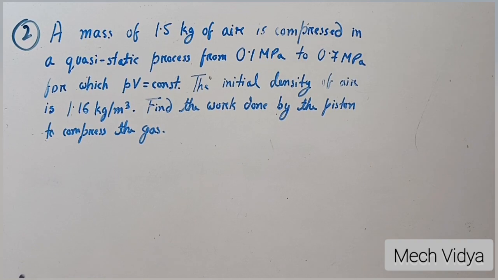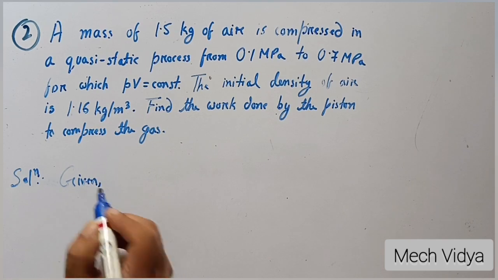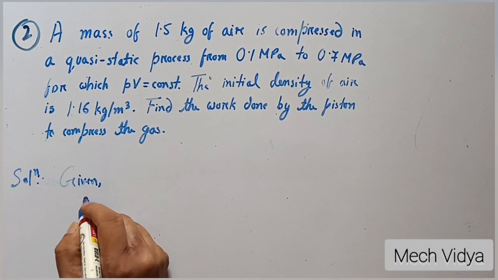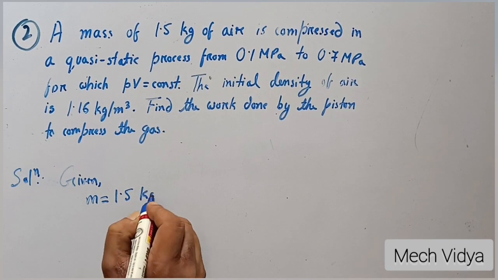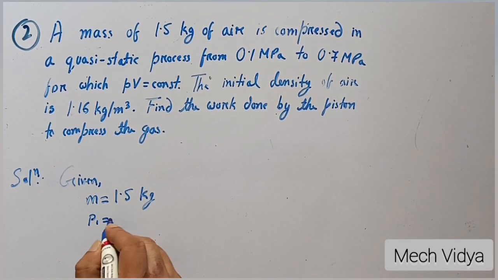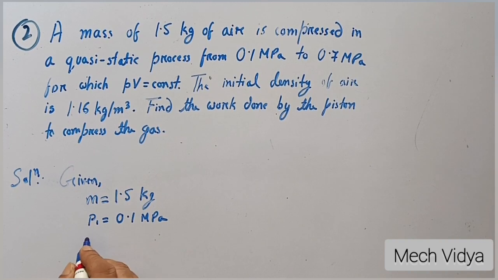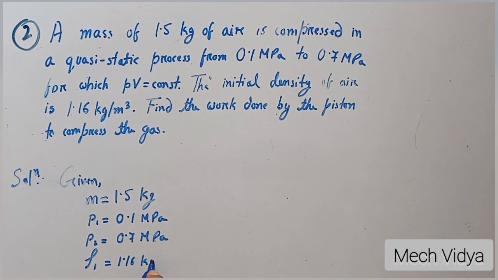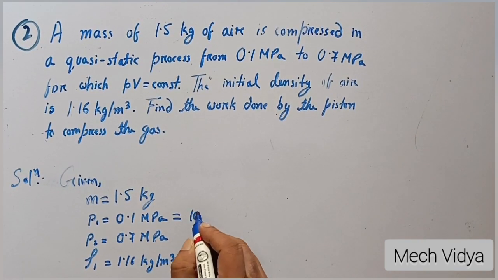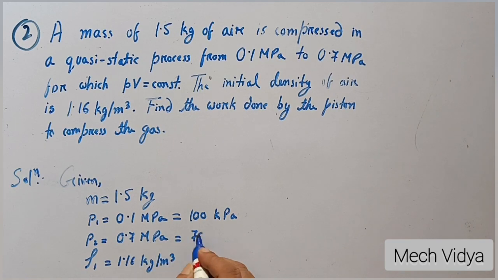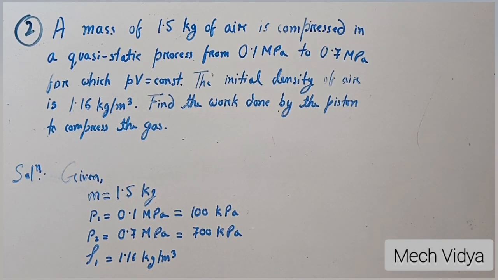So the next problem: a mass of 1.5 kg of air is compressed in a quasi-static process from 0.1 megapascal to 0.7 megapascal, and PV is equal to constant here. The initial density of air is 1.16 kg per meter cube. We have to find the work done. Let us first write the given data: mass, P1, P2 and density, and let us convert P1, P2 into kilopascal. We have to find the work done in this case.